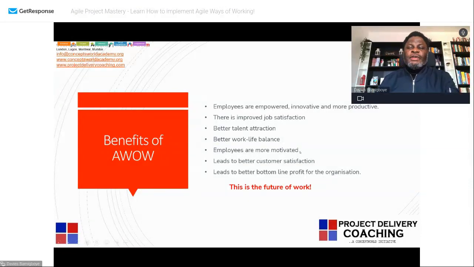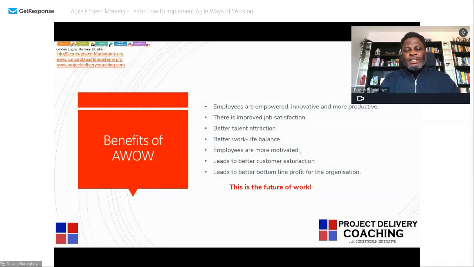Then people are more motivated, and I'm going to show you in a moment why. People are more motivated when they're working on an agile project. Why is that? A key thing with agile is you get to see results early on. You don't have to wait till the end of maybe 4 or 5 years before you are able to see results. You can see results right there and then.